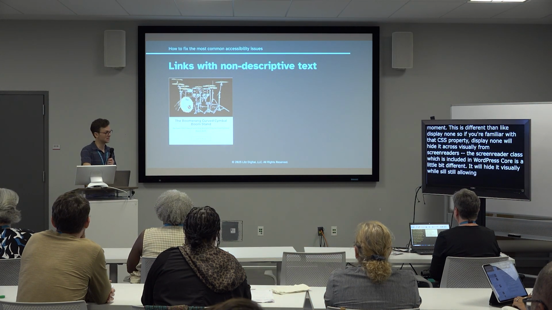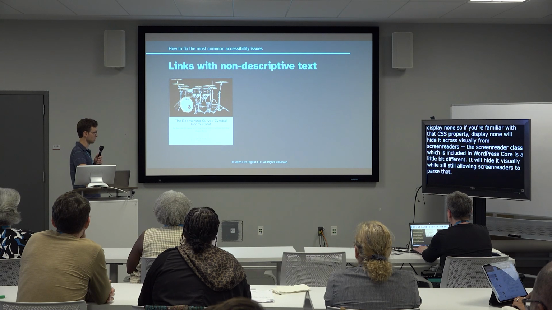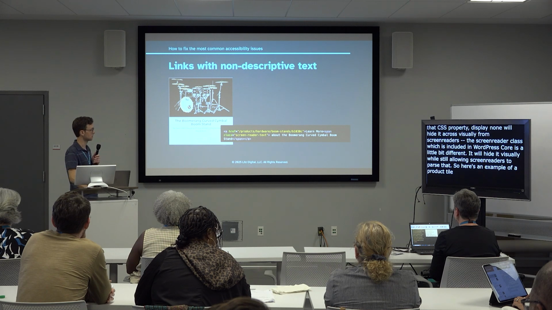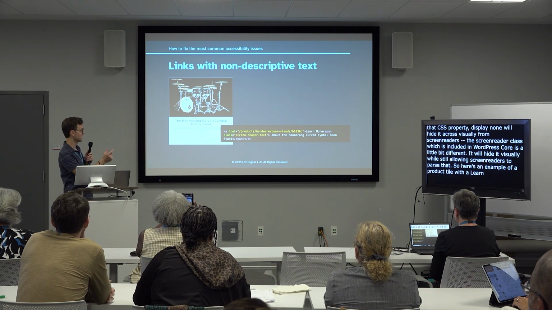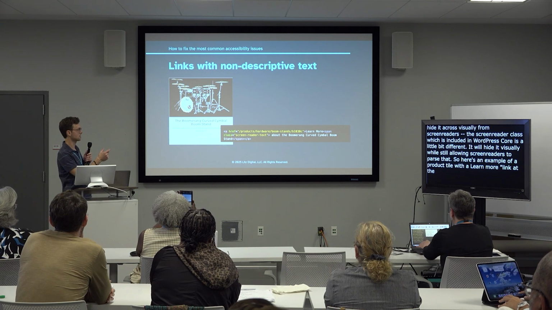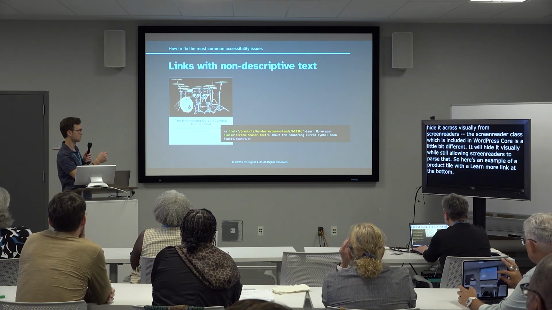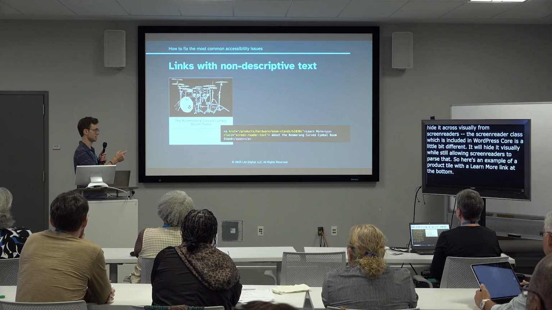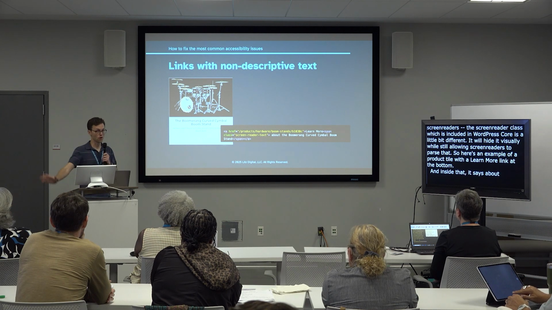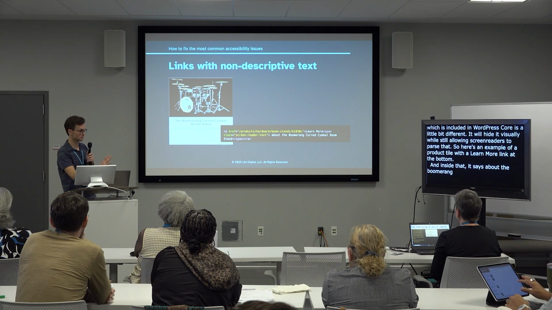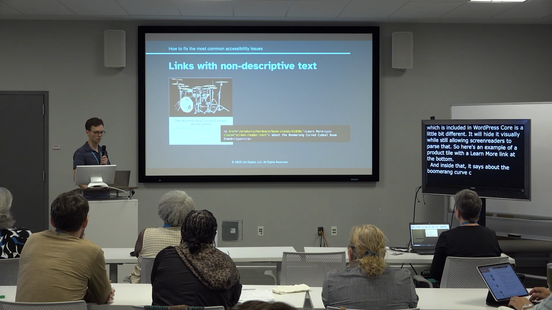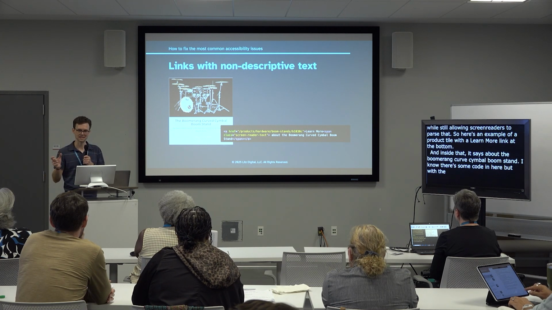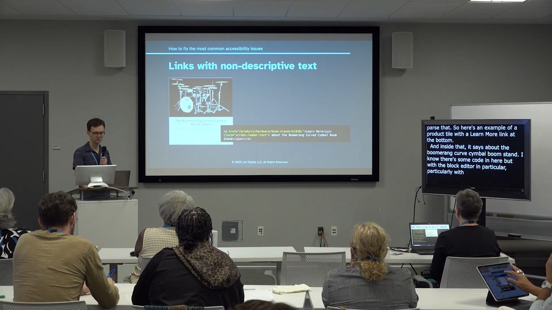So here's an example of a product tile with a learn more link at the bottom. And in order to improve this, we might have that look something like this, where learn more is inside of the anchor tag, and then inside of an inline span tag, we have about the boomerang curved symbol boom stand, where there's a class applied to that span of screen reader text. And I know there's some code in here, but with the block editor in particular, and even Elementor, we have the opportunity to add additional classes to things inside of our buttons.